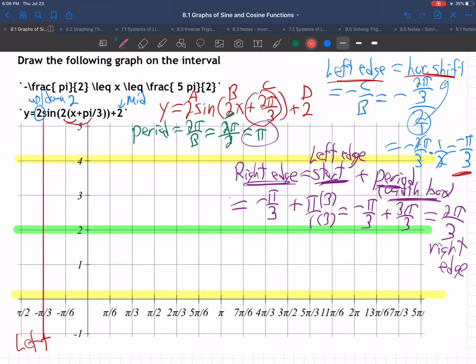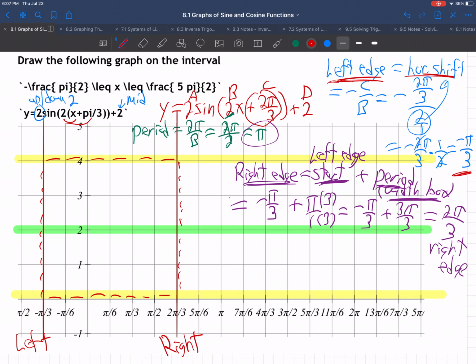So I'm going to come in here. And 2 pi over 3. Boom, right here. Boom, there it is. That is the right edge of the box. So, can you see the box? Let me make it as clear as I can. Put dashed lines here. And then, right here. So we've got that box right there. We got the top, bottom, and middle. We got the left edge and the right edge from those formulas.